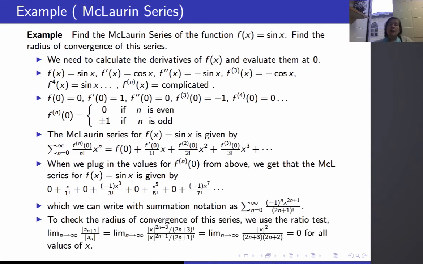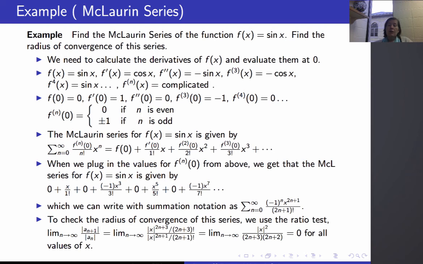Now, how do I check the radius of convergence of this series? Well, of course, I use the ratio test, and taking the limit as n goes to infinity of the n plus 1th term over the nth term, assuming x is fixed, I get the limit as n goes to infinity of the absolute value of x squared over 2n plus 3 times 2n plus 2.